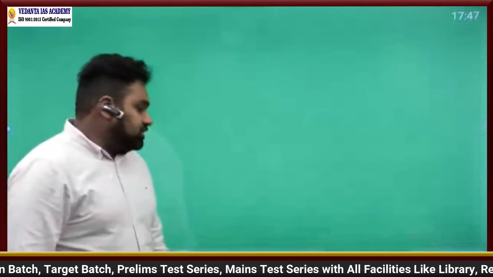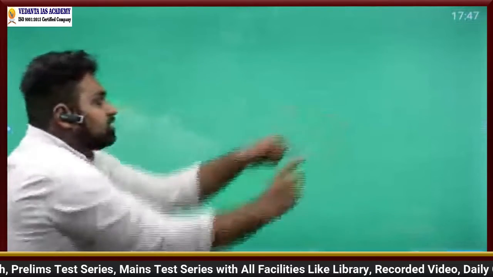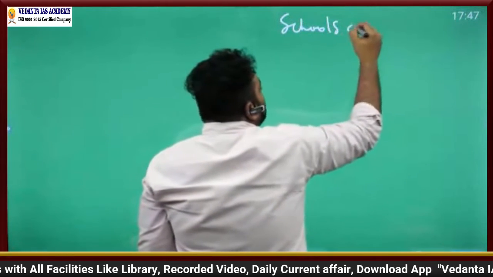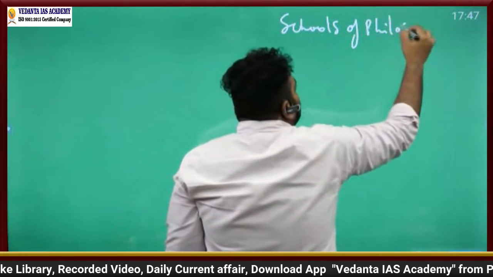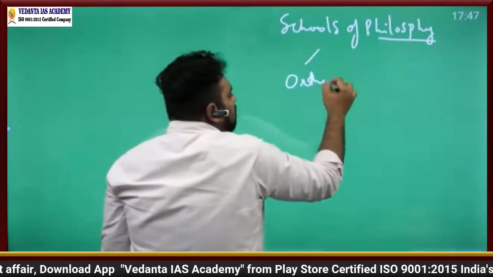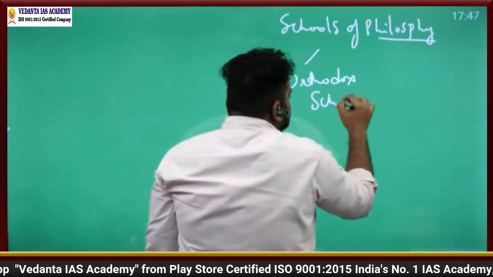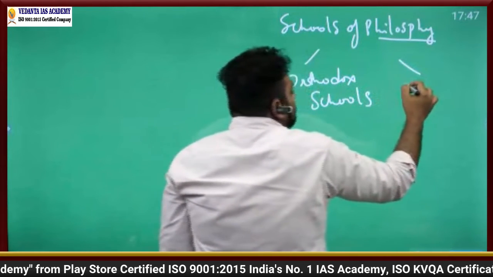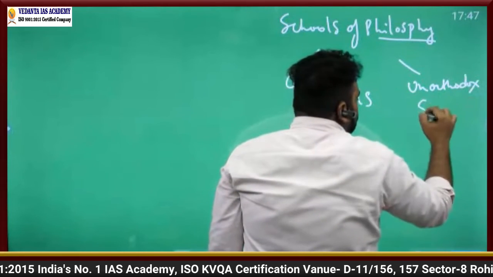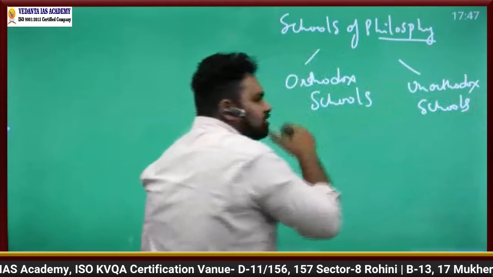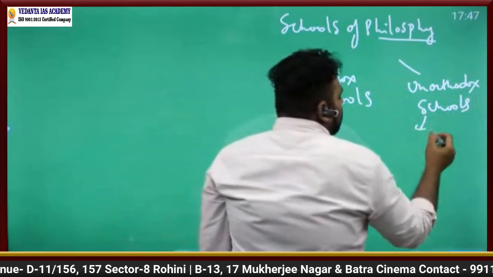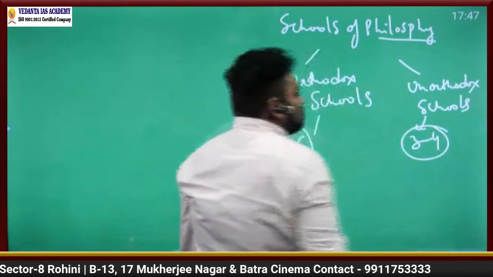So paintings is going to be such an important topic. After paintings, what we need to read is the schools of philosophy. There are schools of philosophy which are known as orthodox schools, and then your unorthodox schools, right? In the orthodox school we have approximately 6 schools which are important, and in the unorthodox we have 3 to 4 important schools.